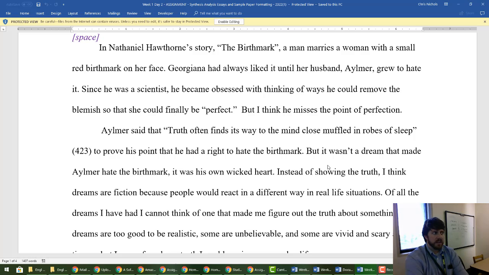So, with that story in mind, he found some different things throughout that caught his interest. It's not just going through the plot that he does.